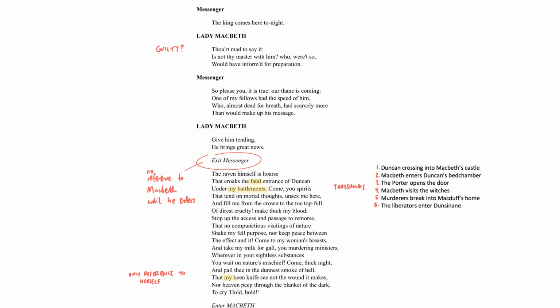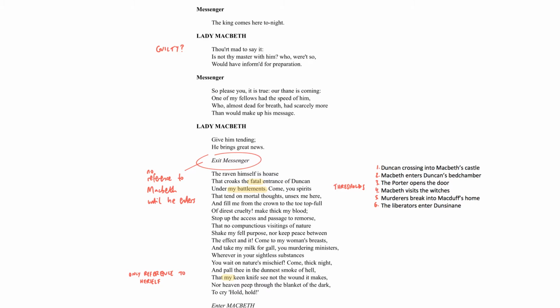The fate, the metaphysical aid, the witches, things seem to be falling into plan. "Is not thy master with him? Who, were it so, would have informed for preparation?" "So please you, it is true, our Thane is coming. One of my fellows had the speed of him, who, almost dead for breath, had scarcely more than would make up his message." "Give him tending.